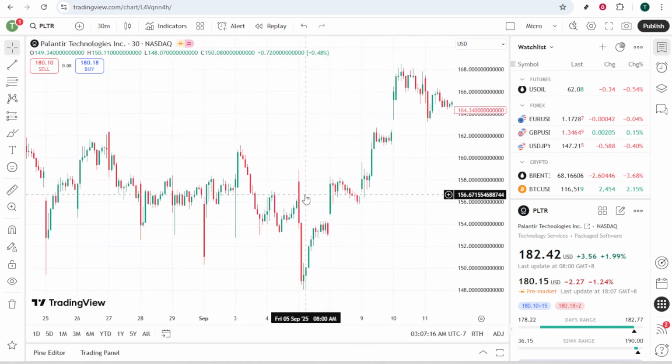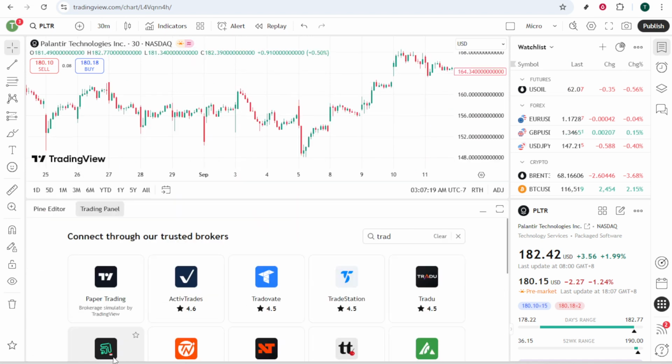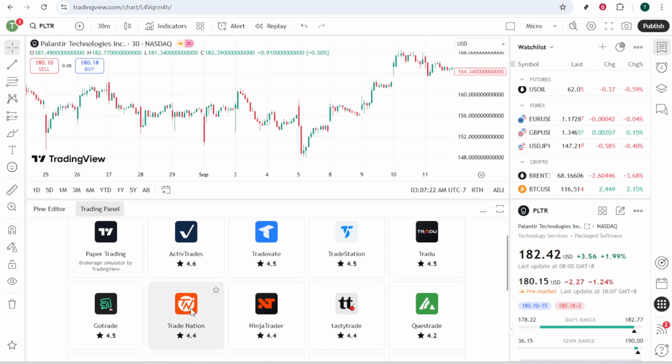First, we need to establish a connection with your broker within TradingView. At the bottom of your chart interface, you'll see a tab labeled Trading Panel. Click on this to bring up a list of supported brokers. This includes well-known names such as Tradovate, Optimus Futures, and TradeStation. Select the broker you use from this list.